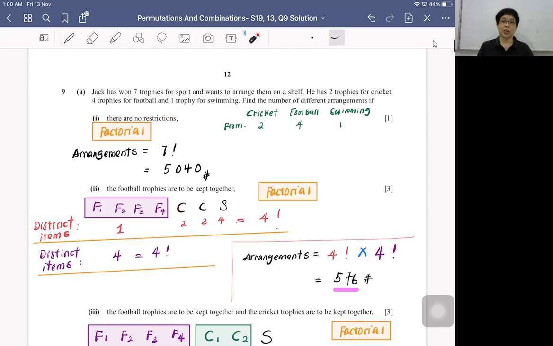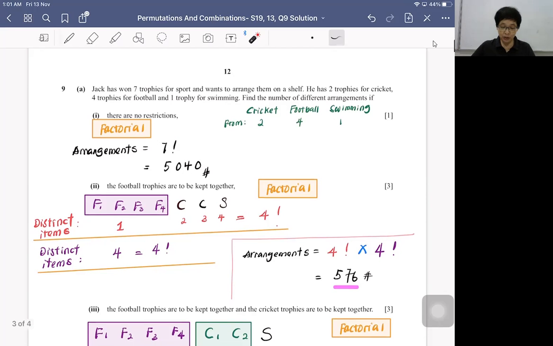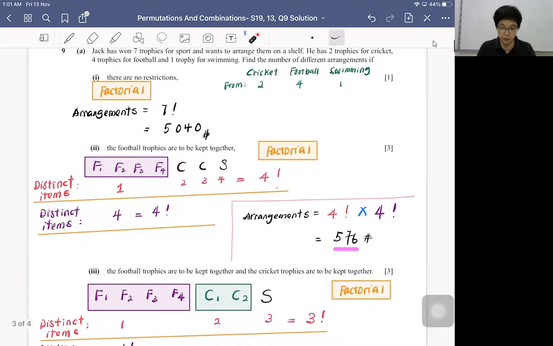And without restriction, it makes our job so much easier: all the arrangements that Jack can have is 7 factorial. Key into your calculator 7 factorial and it will display 5,040 ways of arrangement that Jack can proudly, happily display all his trophies. Okay, we go to section number 2.